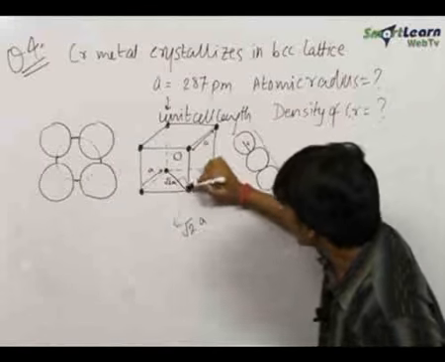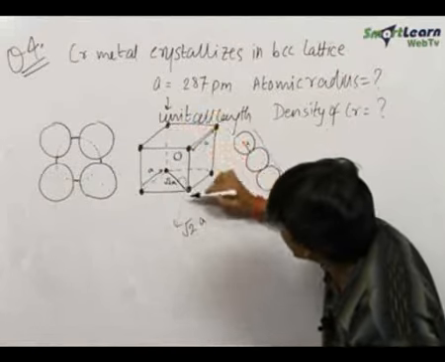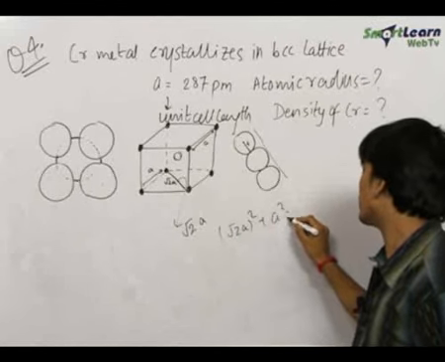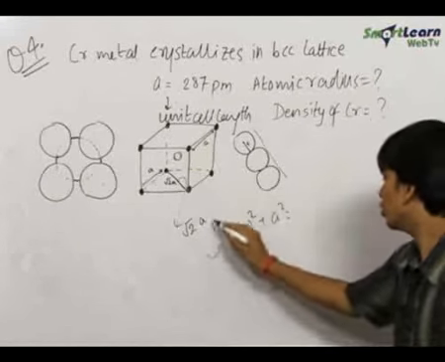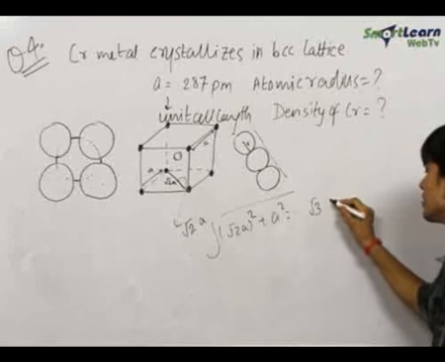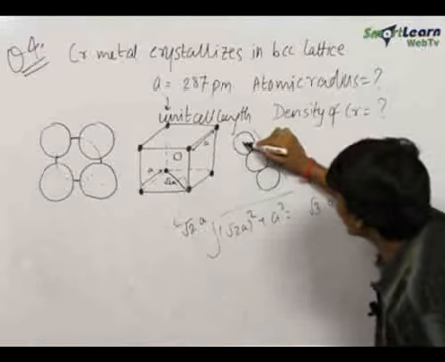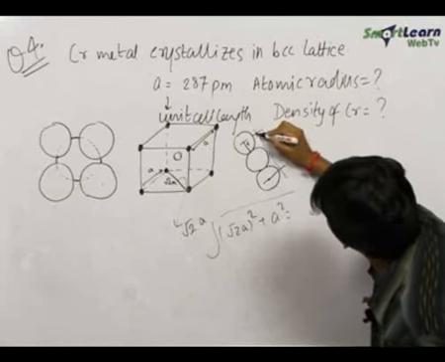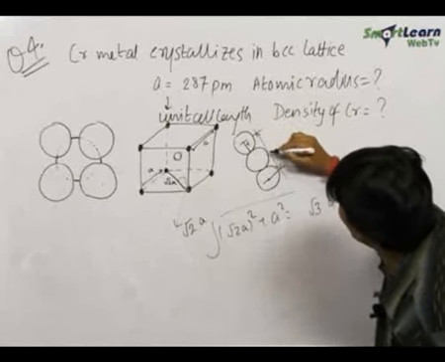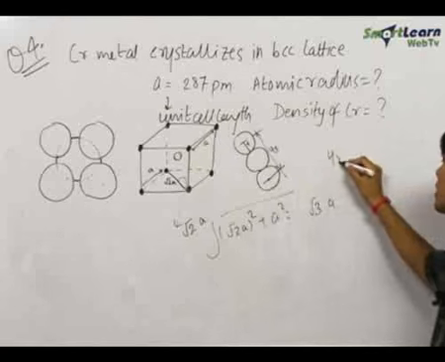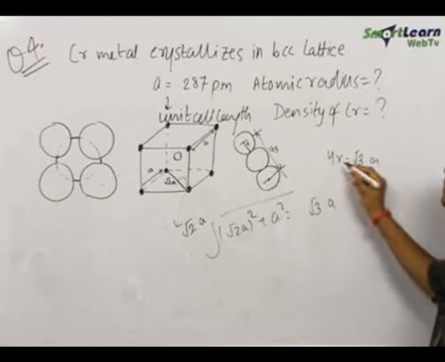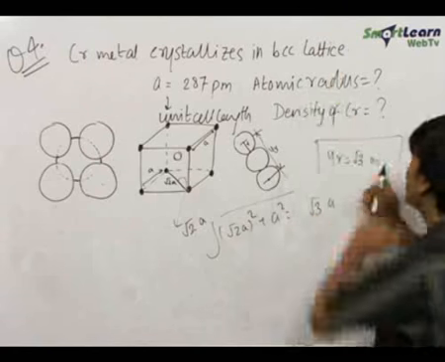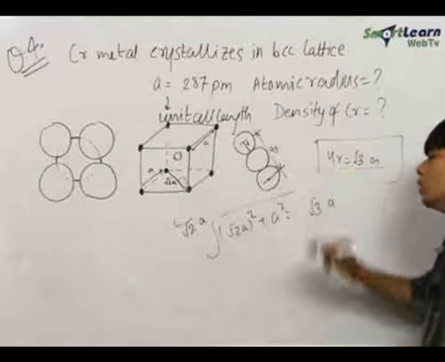So therefore this is root 2a, this is a, therefore the length of the diagonal will be equal to the root of root 2a whole square plus a square, that is equal to root 3 times a. So we know that the length of the diagonal is root 3 into a, and that is equal to this length, and that is equal to 4r. Therefore we know that 4r is equal to root 3a. You need not derive this every time, you just remember this formula that for a body centered cubic lattice, root 3a is equal to 4r.